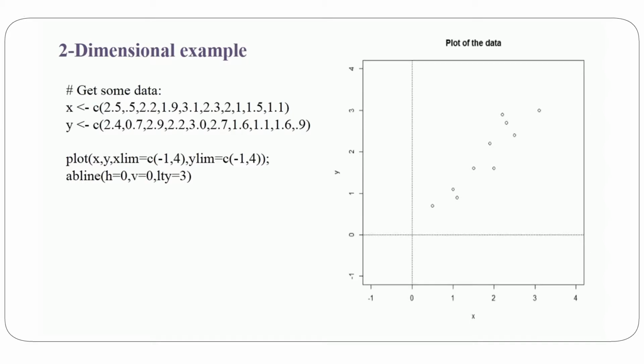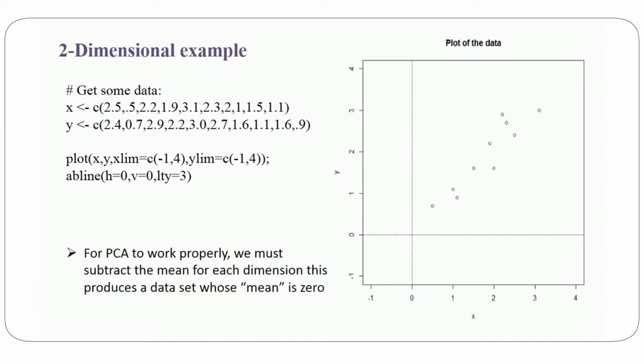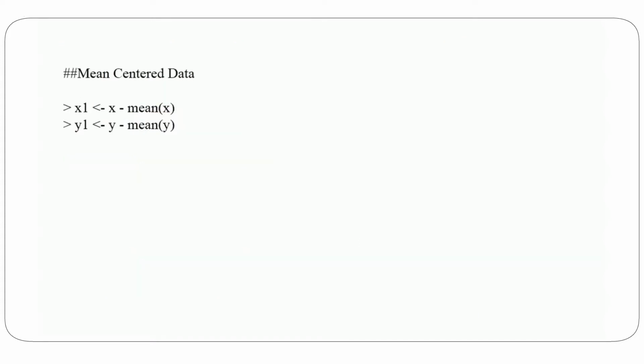For principal component analysis to work properly, we must have that the data be mean centered. So, we first center the data, that is, we subtract from the data x the mean of all the x values and we subtract the mean of all the y values from every component of the variable y.